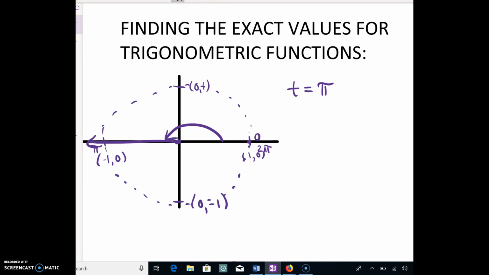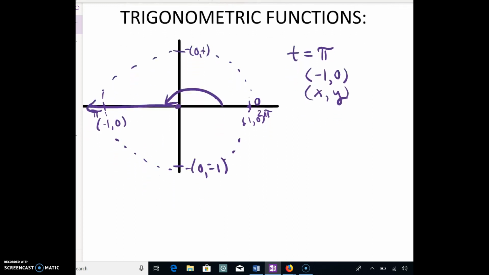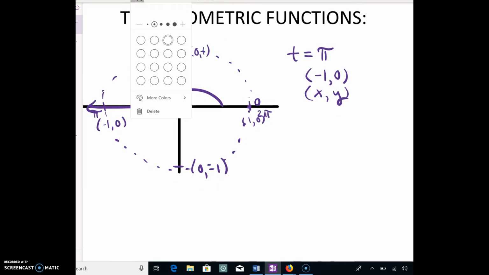Now something to notice is that pi terminates at the ordered pair negative 1, 0. So t is equal to pi is equivalent to saying that we're terminating at the ordered pair negative 1, 0 on the unit circle. So what this does is it gives us our x and our y. Okay, so this is what we need in order for us to figure out what the 6 trigonometric values are. So let's do a quick review of the 6 trigonometric values.